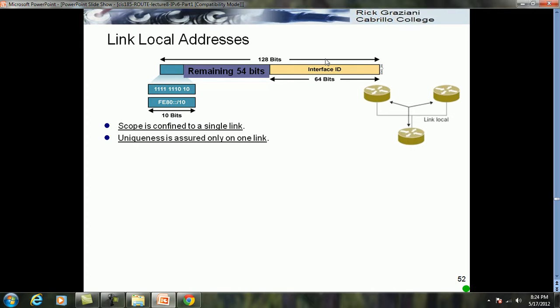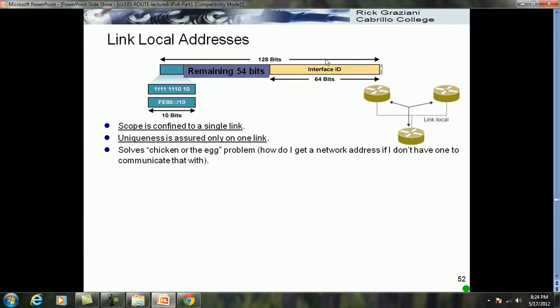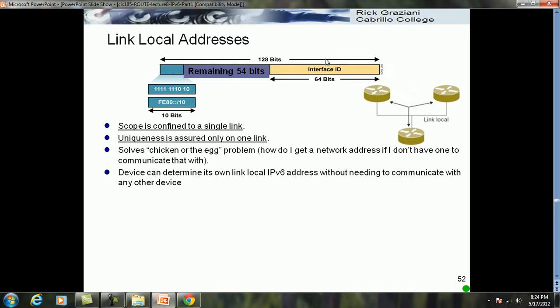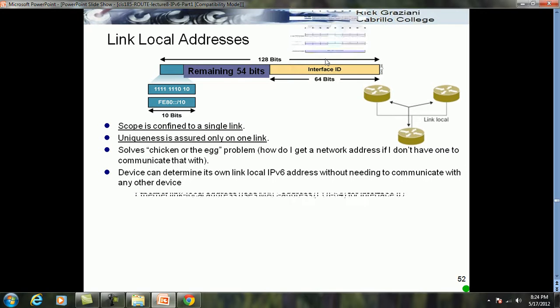Same funda. So see, scope is confined to a single link. Uniqueness is assured only on one link. Then it solves the chicken or the egg problem, as we'll see. How do I get a network address if I don't have one to communicate with? A device can determine its own link local address without needing to communicate with any other device. So this link local address comes up automatically.